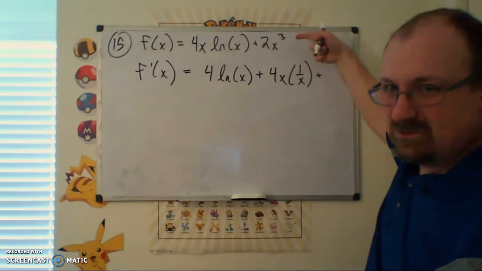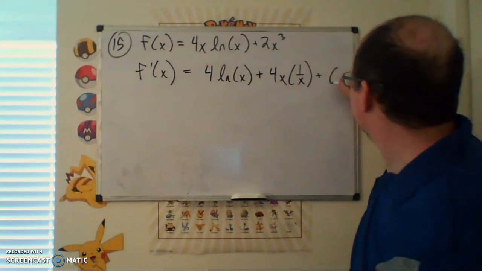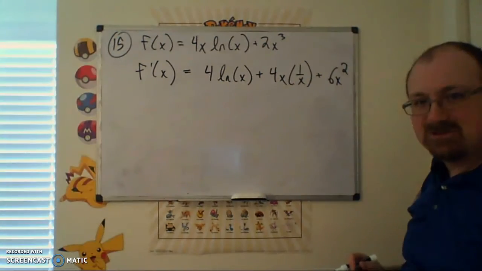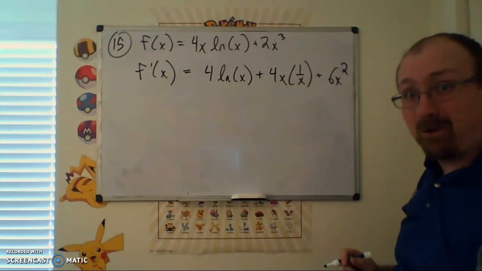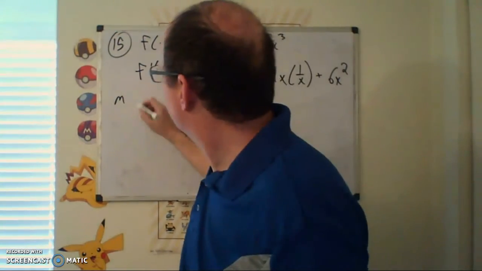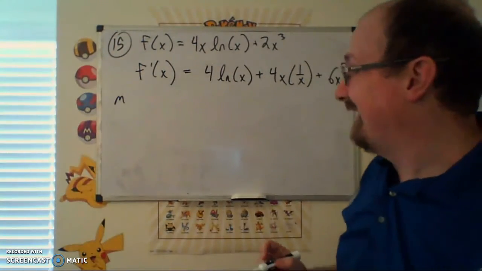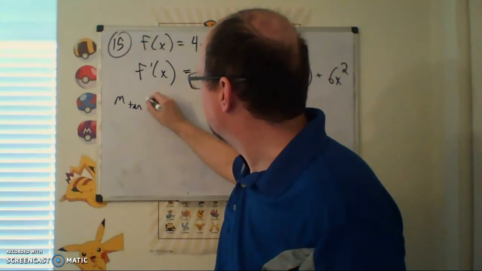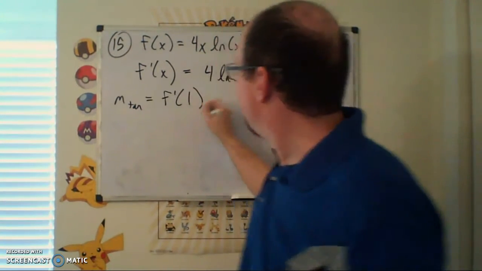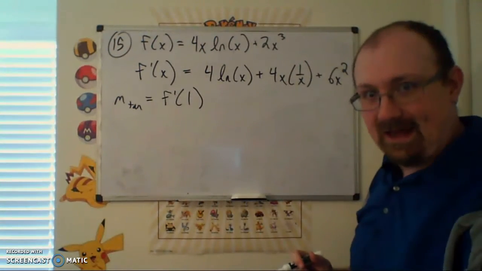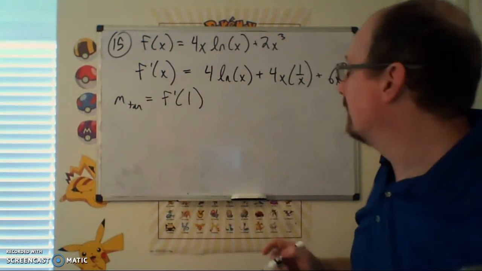2x cubed, that one's not too painful. We use the power rule. Hopefully that seems okay at this point, that you get 6x squared. So there's our f prime of x. So the tangent line slope that we need, m tan, if you will, is the value of our derivative at the target x coordinate, which was 1 according to the problem.